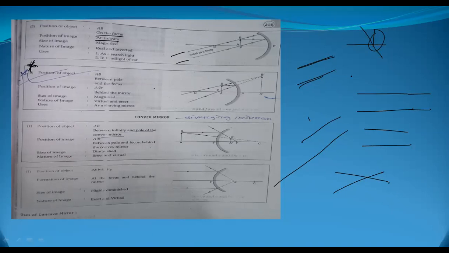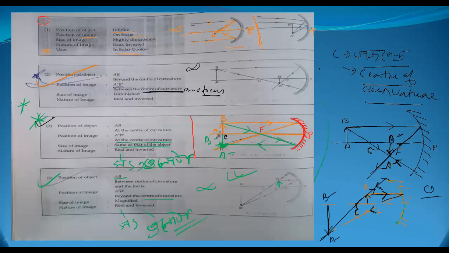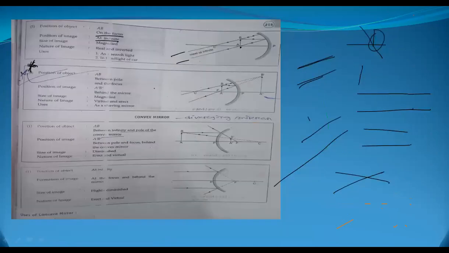Erect means straight. So see here, AB, here also A dash B dash. In the previous one, see this one, AB, your inverted means upside down, A dash B dash. But here AB and the image will also be A dash B dash. See this one, this is your AB. So the image is like this, A dash B dash, straight.